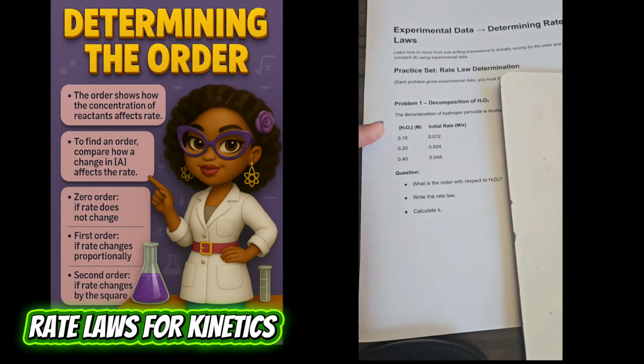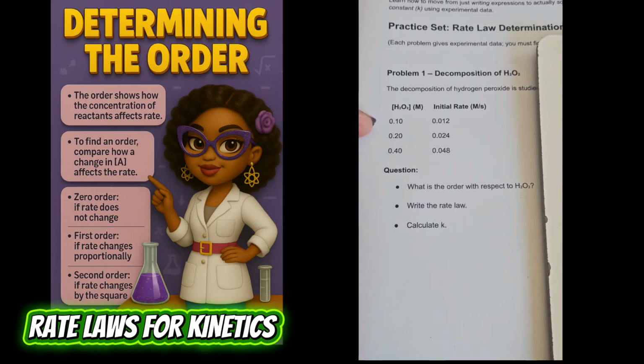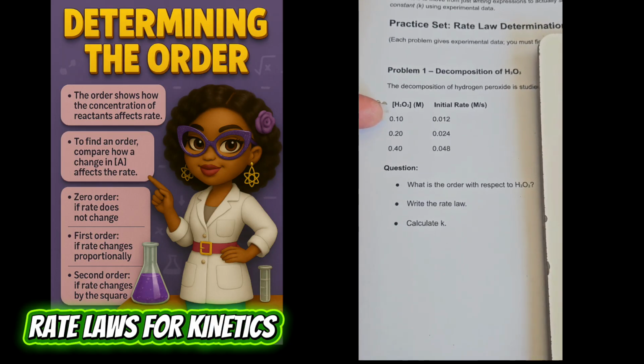First off, let's take a look at the decomposition of hydrogen peroxide, right? If we look at just these first two data points right here, what you notice is that your concentration goes from 0.10 to 0.20. It doubled. See that? Let me zoom in a little so you all can see. And because it doubled, what did you notice here about your rate? It also doubled.